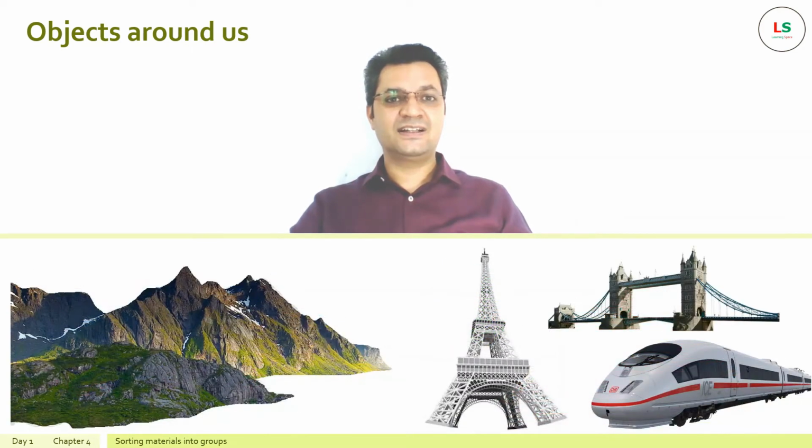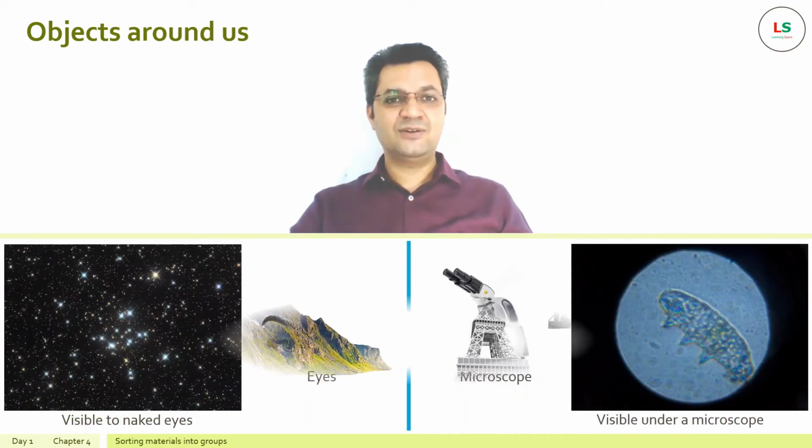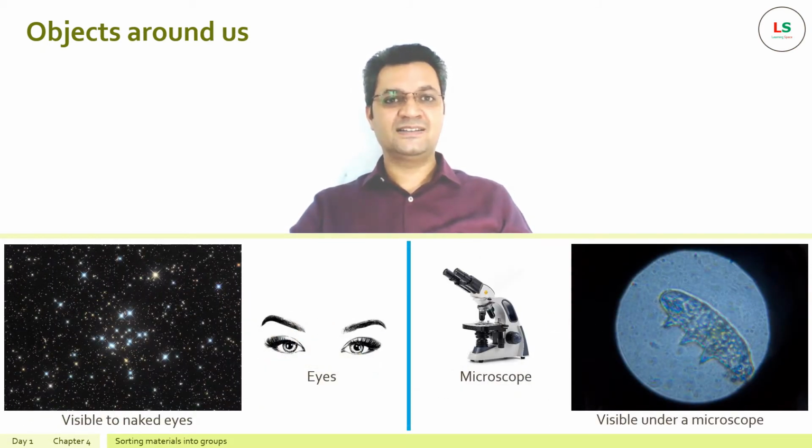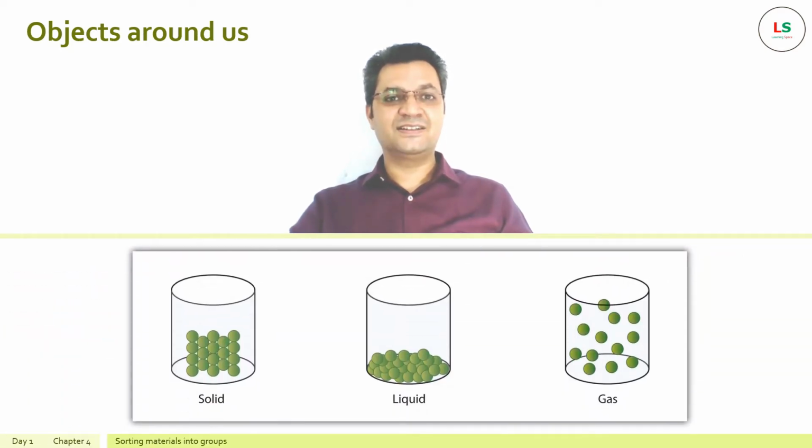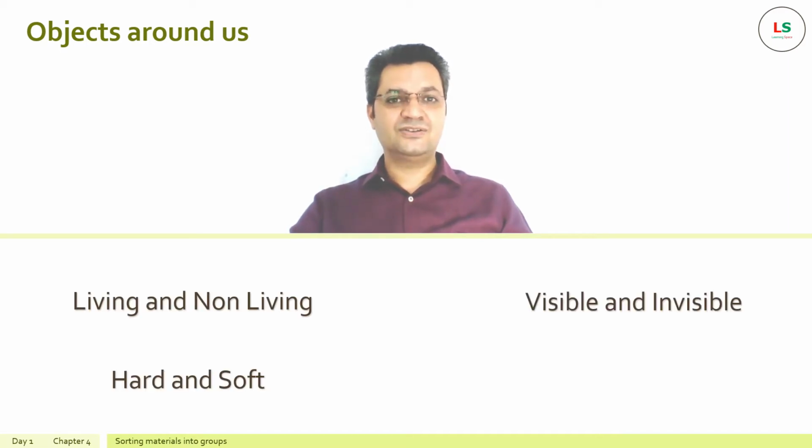And then there are things which are natural or made by the humans. Some are visible to the naked eye, whereas some are only visible under a microscope. They exist in the three basic states, that is, solid, liquid, and gas. Based on the features, all the objects around us can be categorized as living and non-living, hard and soft, visible and invisible, solid and liquid, etc.